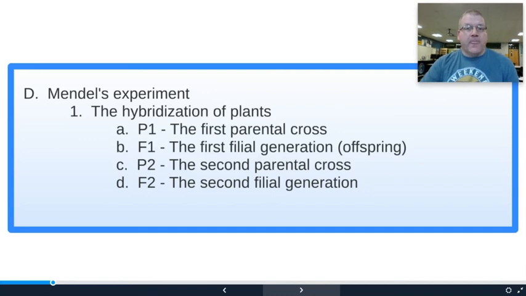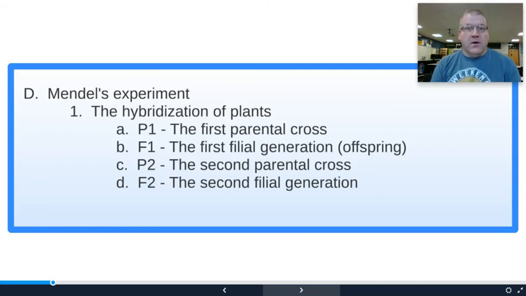So in Mendel's experiment, the hybridization of these plants, he kept meticulous records. And one of the things that he did was label each part, the P's and F's here. The P1 is the first parental cross. So the P in this case stands for parental. F1 is the first filial generation. Filial in this instance referring to sons or offspring.